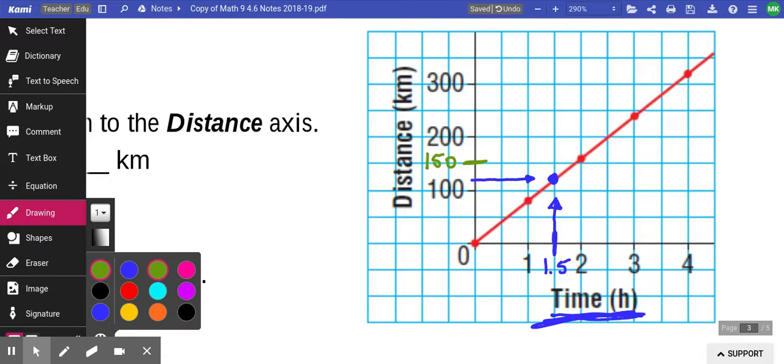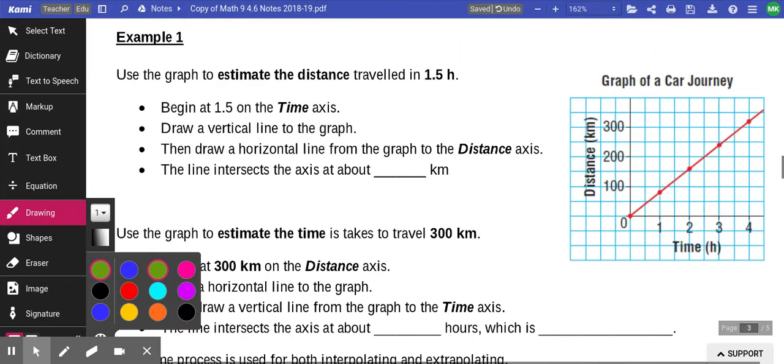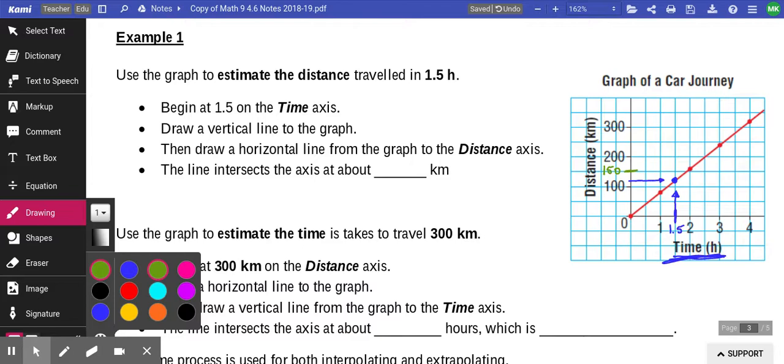So my prediction using this data is that it will have traveled 125 kilometers in 1.5 hours. That would be an example of interpolating. I've used my information to make a prediction that's within my boundary. Right? I haven't gone beyond my line yet. I haven't even gone beyond my points. That's the main thing.